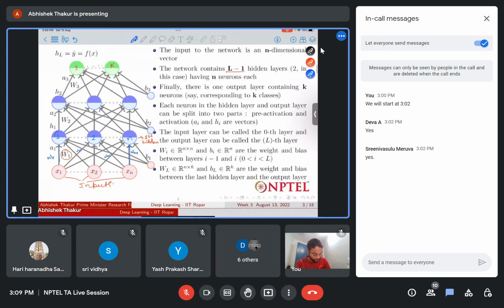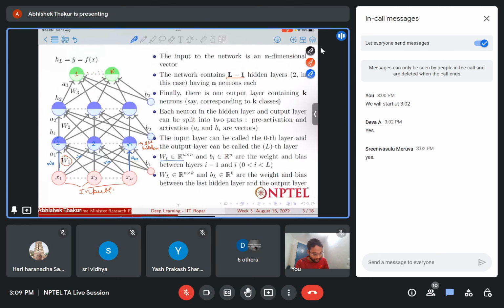Similarly, for Wi, the dimension is n cross n. And for the bias Bi in each layer, you can see that B1 is connected to each neuron in the next hidden layer. So the dimension of Bi is n, which is denoted as this.